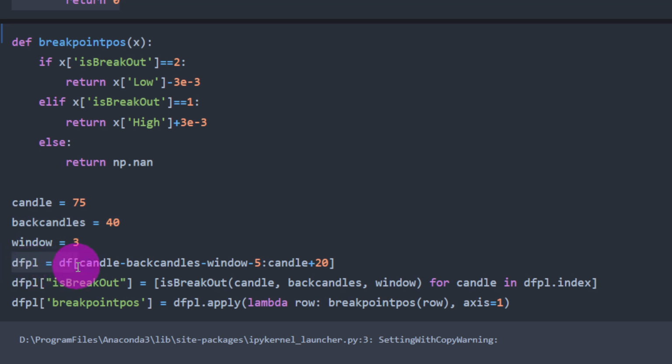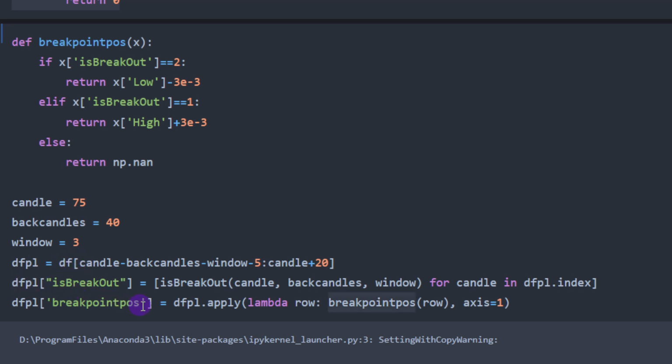So DFPL is equal to DF, candle minus back candles minus window minus 5, up to candle plus 20. So we're building our data frame all around candle index 75, a bit before and a bit after. Then I'm creating a new column called is breakout for each candle in my new data frame, DFPL. And we're going to fill it with the results of is breakout function for all the candles, taking back candles and window parameters into account for candle in DFPL.index. So we're going through all the rows of DFPL, which is a slice of our data frame.